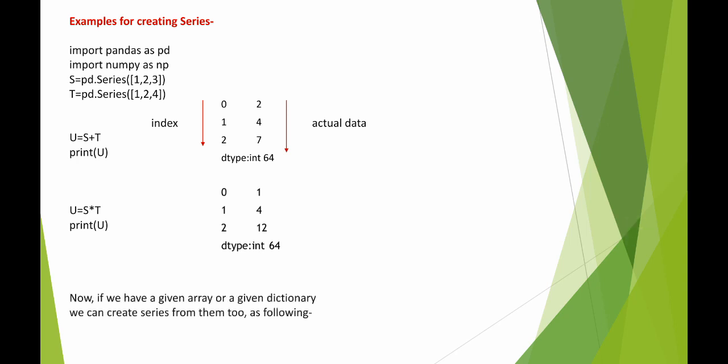Now see, if we have a given array or a given dictionary, we can create series from them too, as follows. Whatever examples we have studied till now were for creating the series directly. Now what if we already have an array or a dictionary and we have to create a series from it? That is possible. Let's see how to create them.